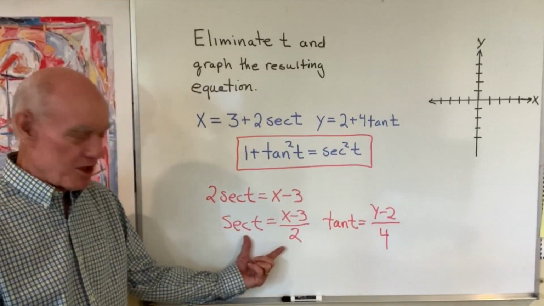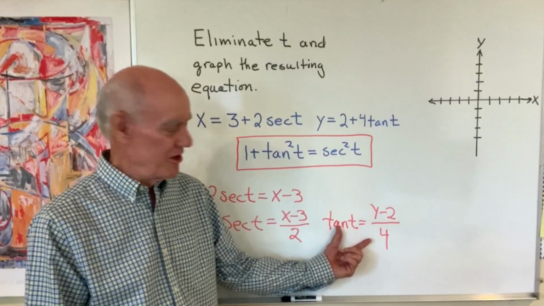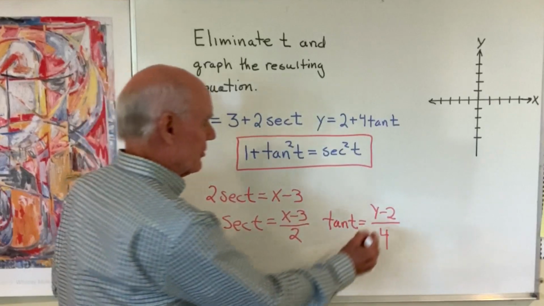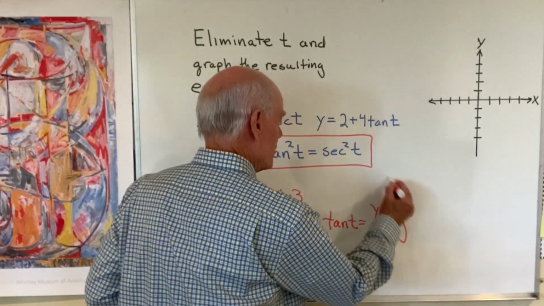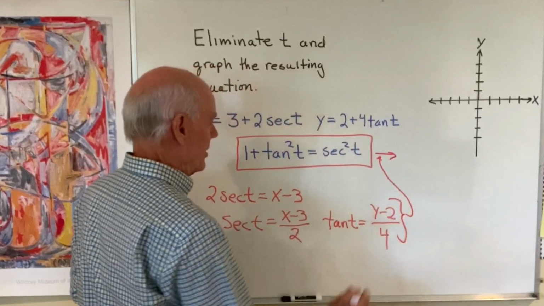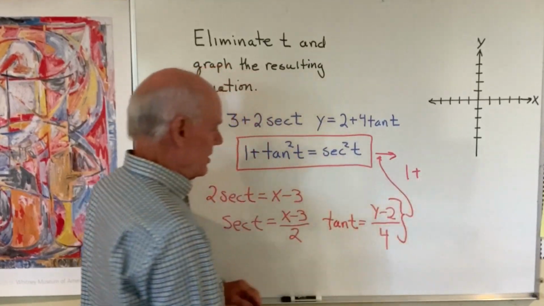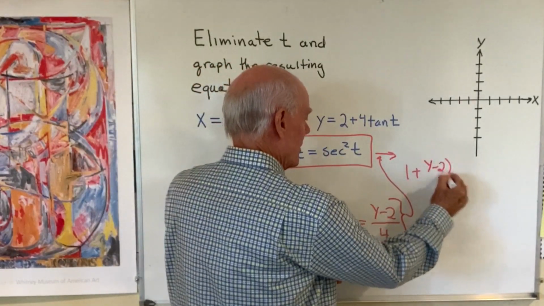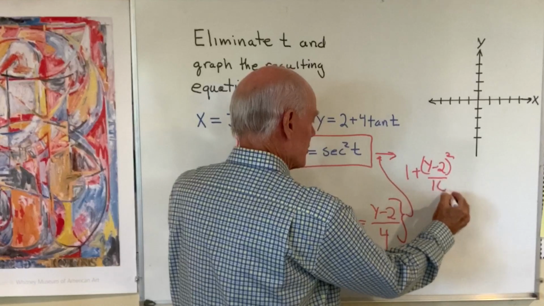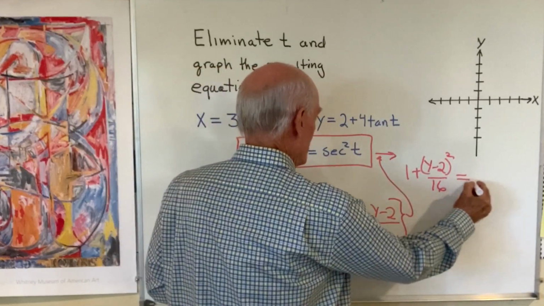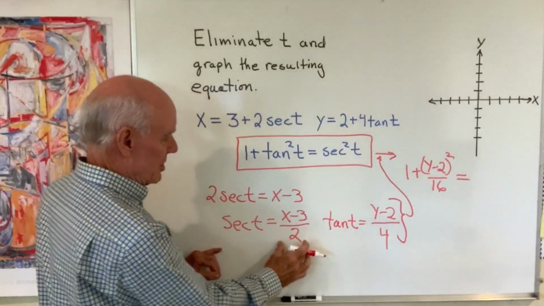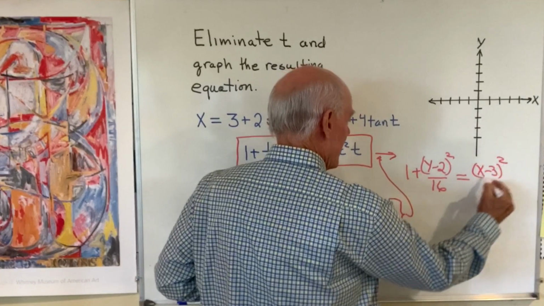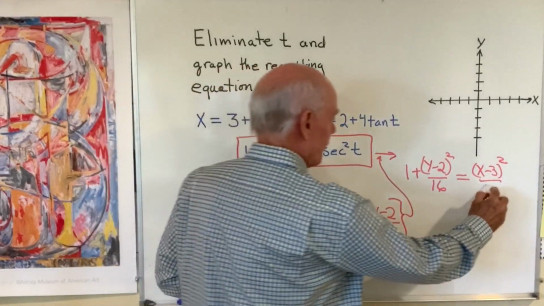So here's my expression for secant t. Here's the expression for tangent t. I'm going to take these two expressions and substitute them in here. So I'll substitute them into this, and I'll end up with 1 plus tangent t, which is y minus 2 over 4, y minus 2 squared over 4 squared, which is 16, is equal to secant squared t. So secant t is equal to this. So secant squared is x minus 3 squared, all divided by 2 squared, which is 4.